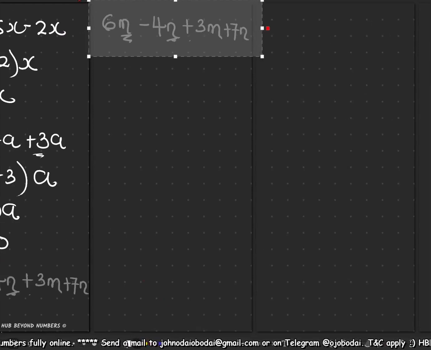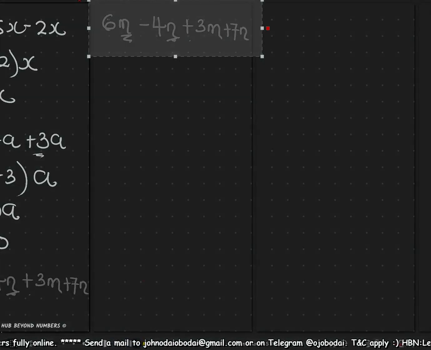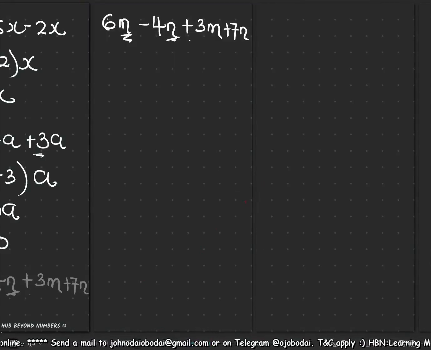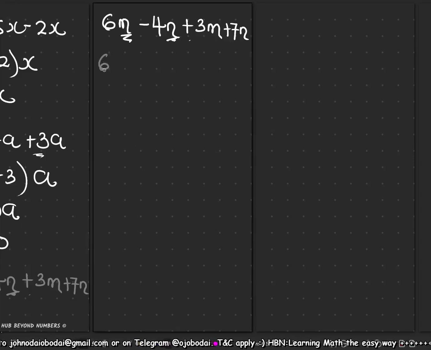Now, since we have realized there is more than one variable involved, we would have to group like terms. So all those with the m will be at one side, followed by those with the n. So what this means is, we are going to write our 6m.